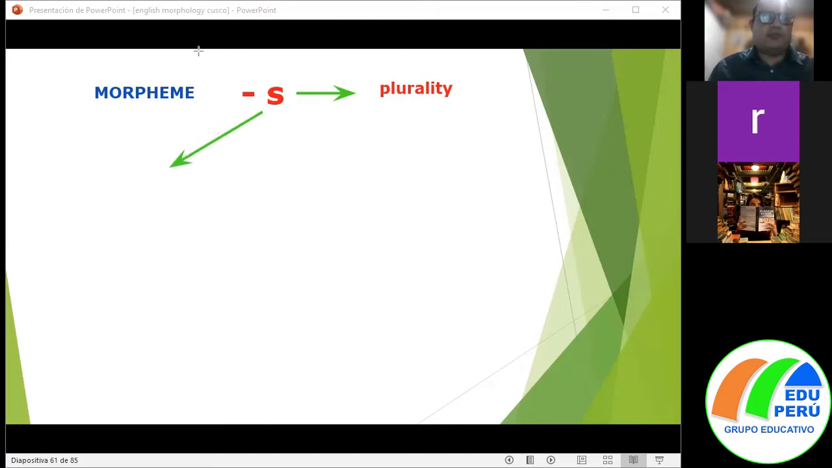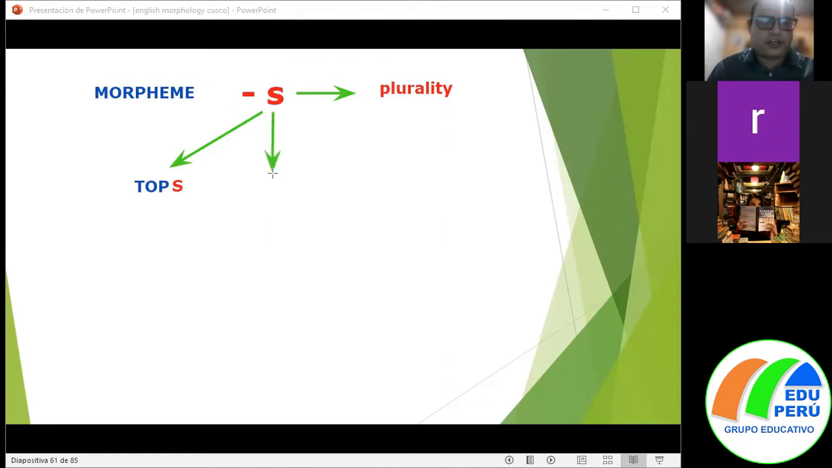Look at this example. I'm going to write one example. For example, here we have the word top. You know this is singular, so in plural, you add just the letter S. Tops. All right? Tops. Notice here.